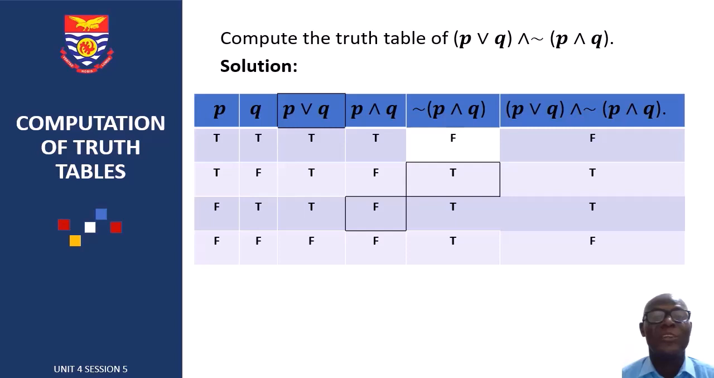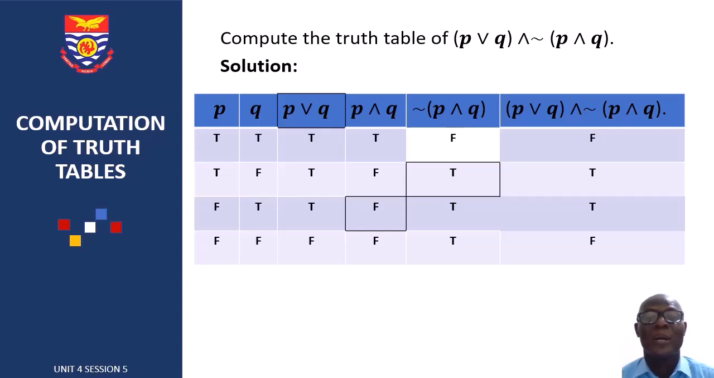But we need the negation of the conjunction. So where we have the conjunction being true, now is false. Where we have the conjunction being false is true. So the negation of the conjunction becomes false, truth, truth, truth. Now we want to find P disjunction Q, conjunction, the negation of P conjunction Q.